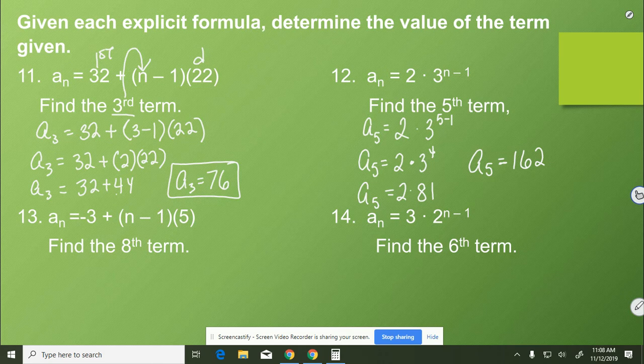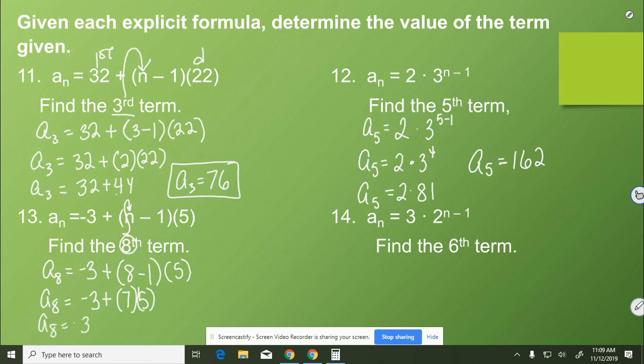Okay, now number 13, again, we want to plug in the 8 for n to find the answer to the 8th term in this explicit arithmetic formula. So we have a of 8 equals negative 3 plus 8 minus 1 times 5. So a of 8 equals negative 3 plus 7 times 5. So a of 8 equals negative 3 plus 35, which makes the 8th term 32.